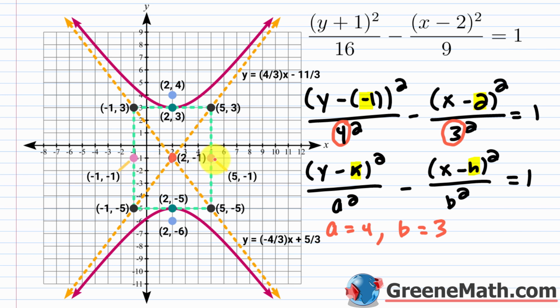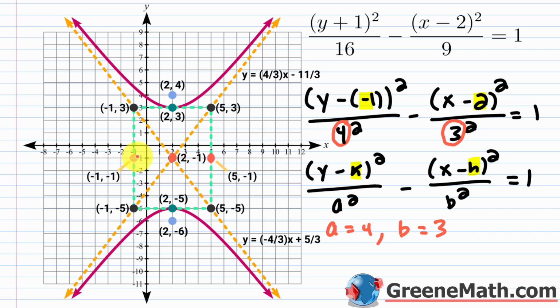So we're going to be moving horizontally here. And again, we go back to b is equal to 3. Well, that's the distance from the center to each covertex. So I'm going to go from (2, -1) to the right 3 units, and I'm going to end up at (5, -1). So the x-coordinate of 2, I add 3 to that, I get an x-coordinate of 5. The y-coordinate is going to stay the same. It's still going to be -1.